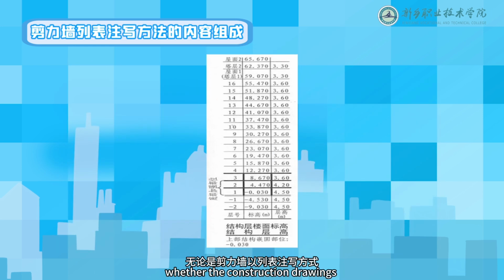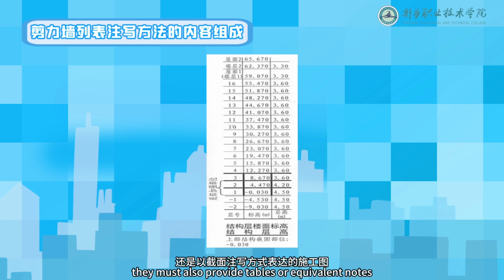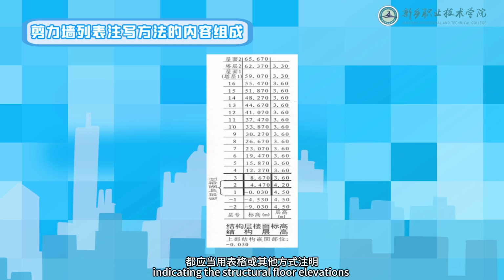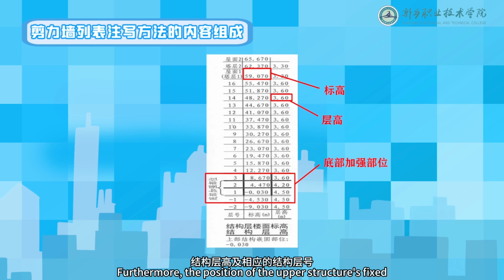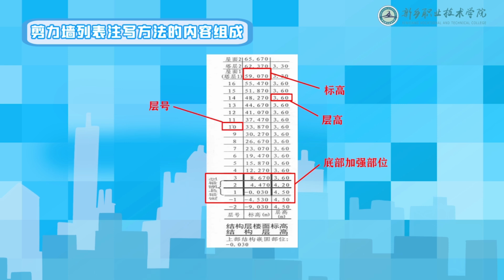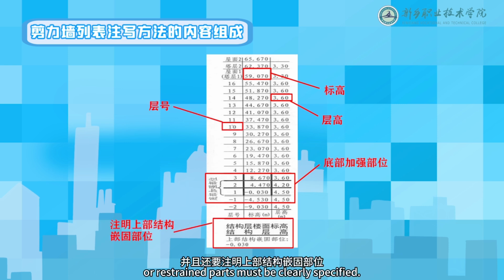In addition, whether the construction drawings adopt the schedule notation method or the section notation method, they must also provide tables or equivalent notes indicating the structural floor elevations for all basement and above ground levels, the story heights, and the corresponding level designations. Furthermore, the position of the upper structure's fixed or restrained parts must be clearly specified.